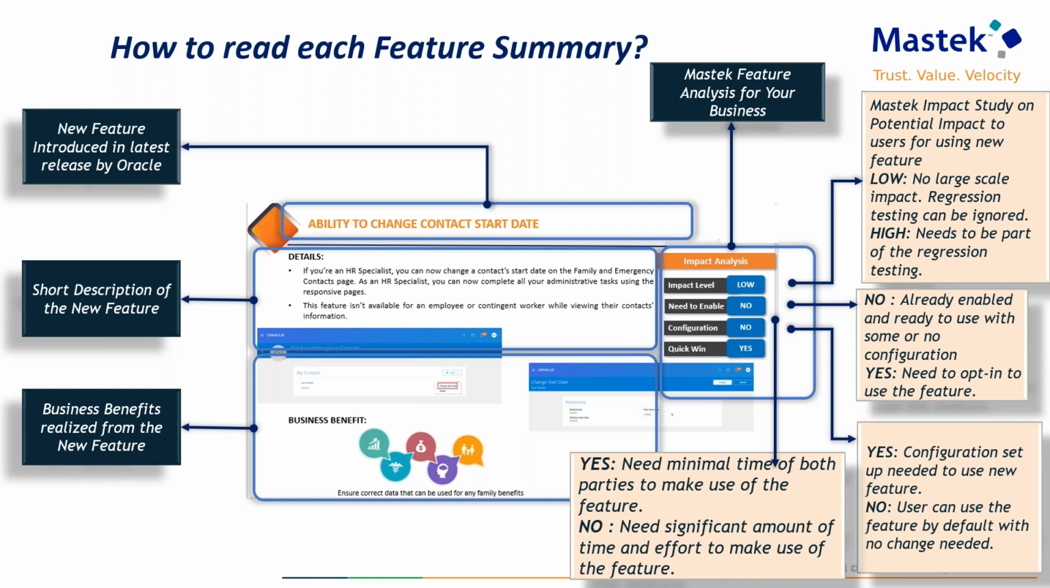Last one is a quick win. This is a term we use to simply convey what is ready to use by investing a minimum amount of time, and what requires a significant amount of time and effort to make use of the feature.